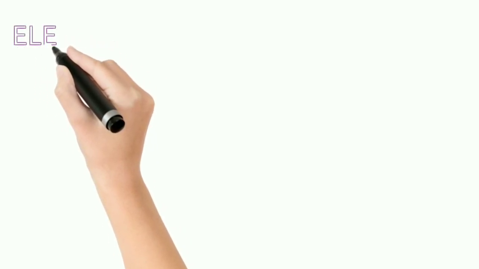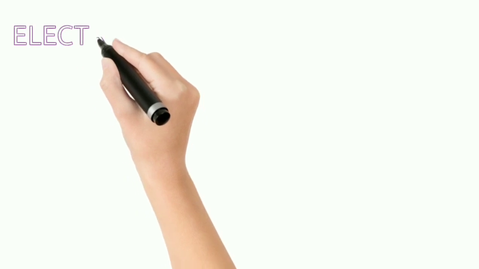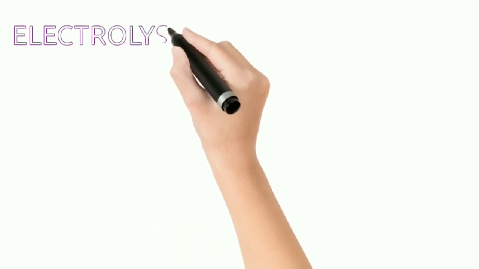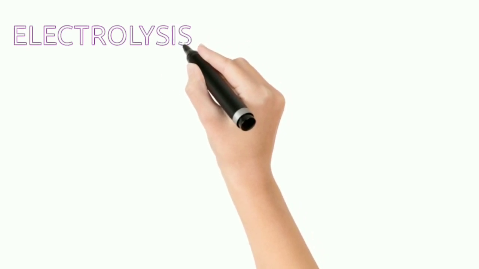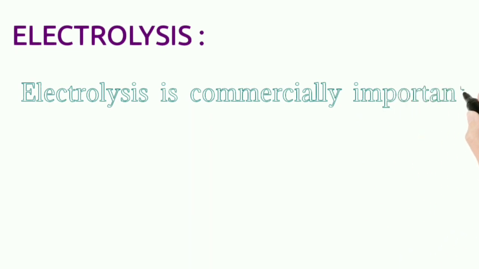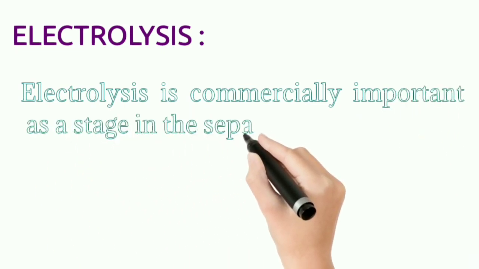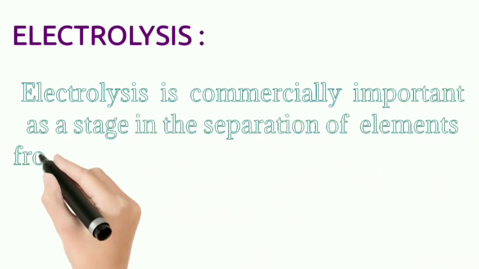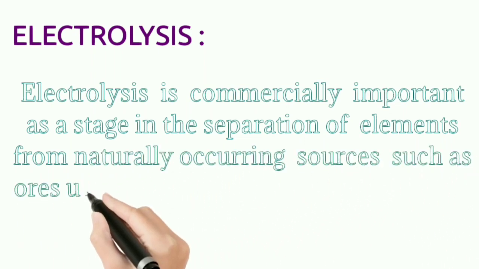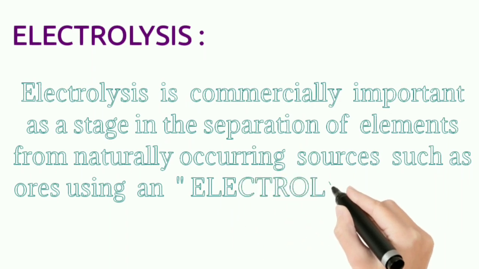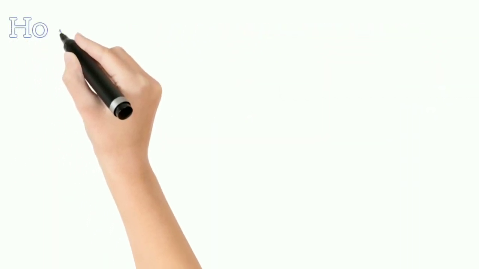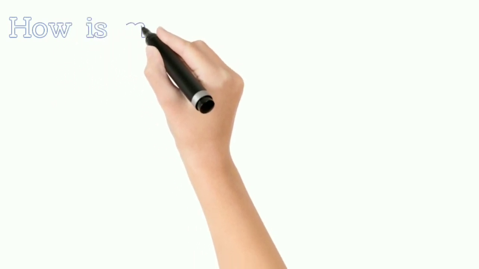So before entering into the topic of electrolytic refining, we should have some knowledge about the electrolysis process. Electrolysis process na என்னங்கறத first நம்ம study பண்ணிட்டு அப்புறம் electrolytic refining க்கு போலாம். So let's see what is electrolysis. Electrolysis is commercially an important stage in the separation of elements from naturally occurring sources such as ores using an electrolytic cell. So electrolytic cell use பண்ணி பண்றது.